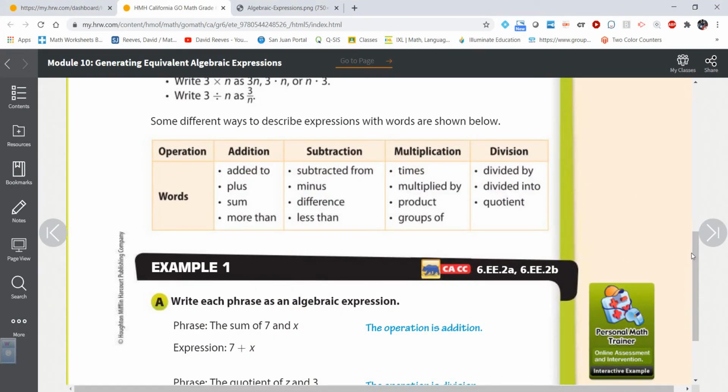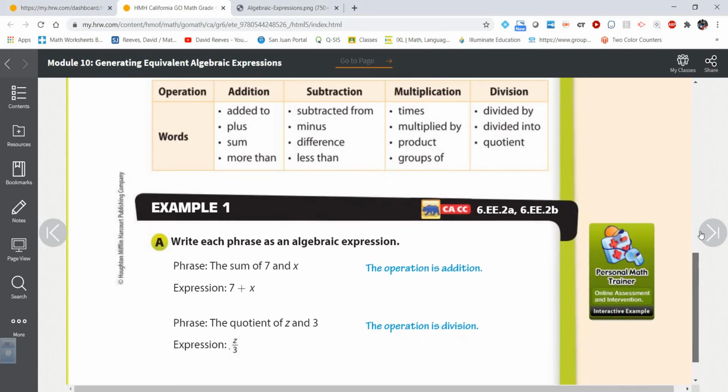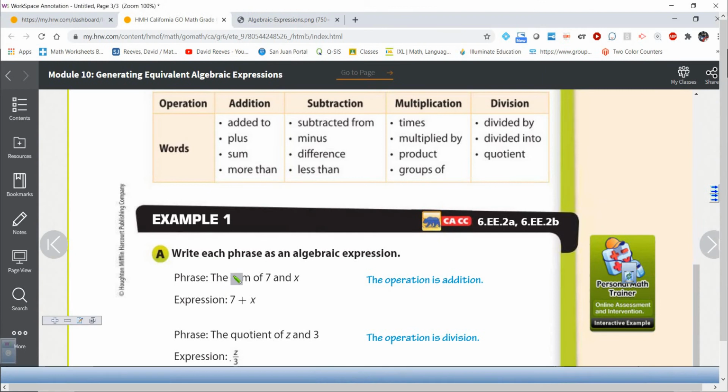All right, let's look at a few examples, and then this video will be done. First, write each phrase as an algebraic expression: the sum of 7 and x. So sum is our operation word. 7 is our constant. x is our variable. What do we want to do? We want to add 7 and x. 7 plus x. There we go, the sum of 7 and x.